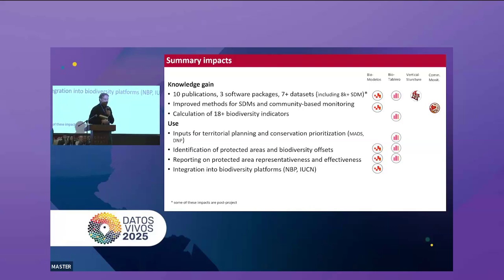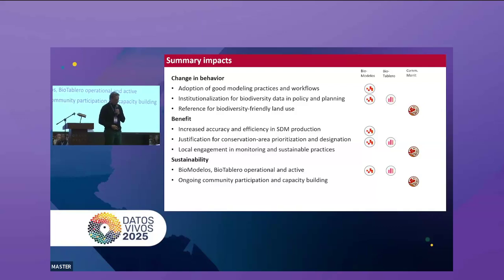Nosotros resumimos los impactos en las definiciones de impacto que usa NASA. En términos de producción de conocimiento están publicaciones, datos, software, flujos de trabajo, de indicadores de biodiversidad. En términos de uso está cómo estas herramientas están siendo usadas para la identificación de prioridades de conservación, para la identificación de áreas de compensación de biodiversidad, para reportes de gestión y también encontramos que las herramientas se están integrando en plataformas.